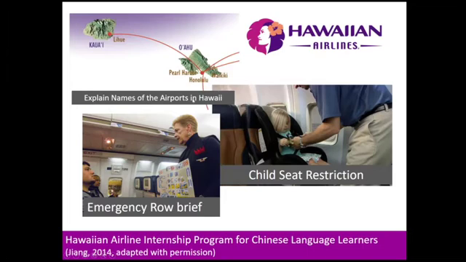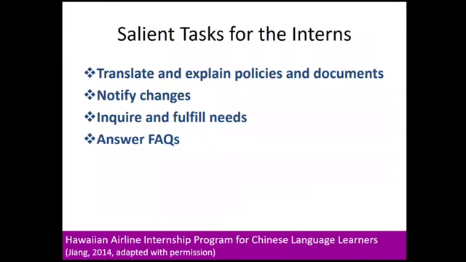They need to explain names of the airports. They need to talk about emergency row. What do you have to perform if you're sitting in the emergency row? Okay, so looks simple enough. But if you actually look at some of the tasks students have to perform, take this as an example, inquiry and fulfill customers' needs. Not only do students need to understand what are the common inquiries that emerge in the airline situation, waiting room or on the airplane, they need to be able to problem solve.